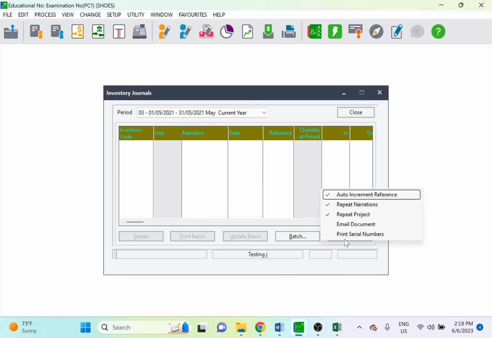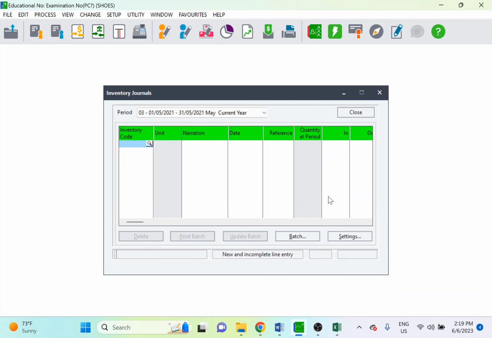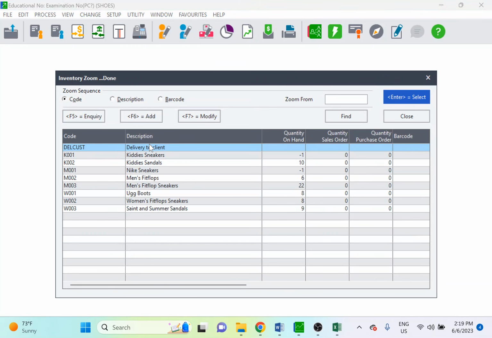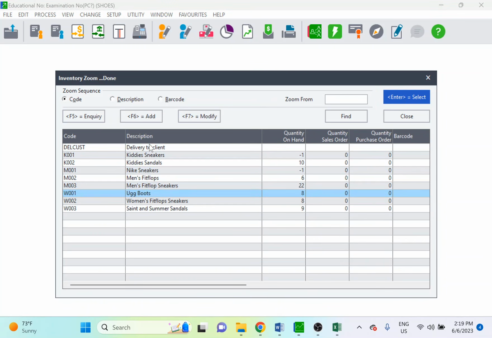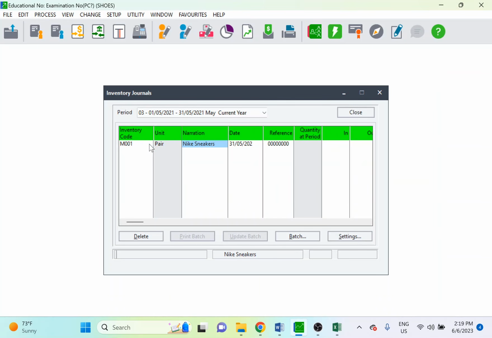We also need to do settings. We do not want auto increment. We do not want the repeat narration. We do not want repeat projects. So let's start. First, stock. It's Nike sneakers. Under reference M5/2. In quantity, we have 28.